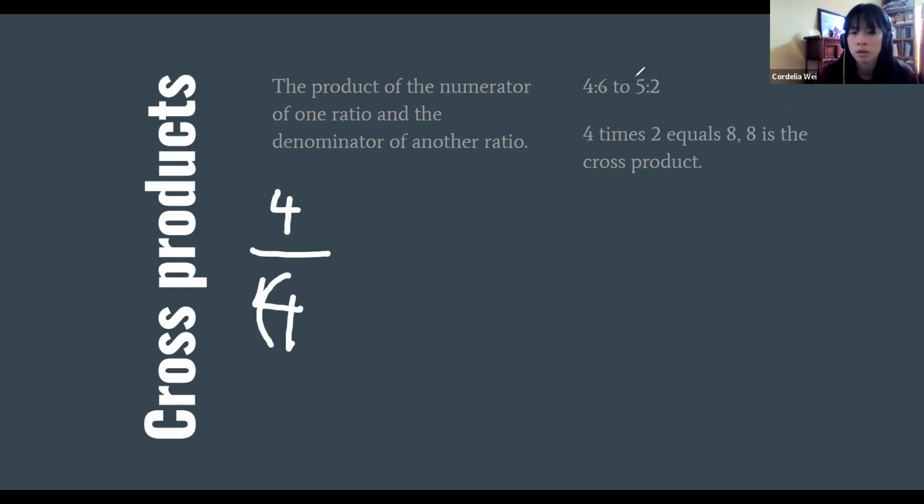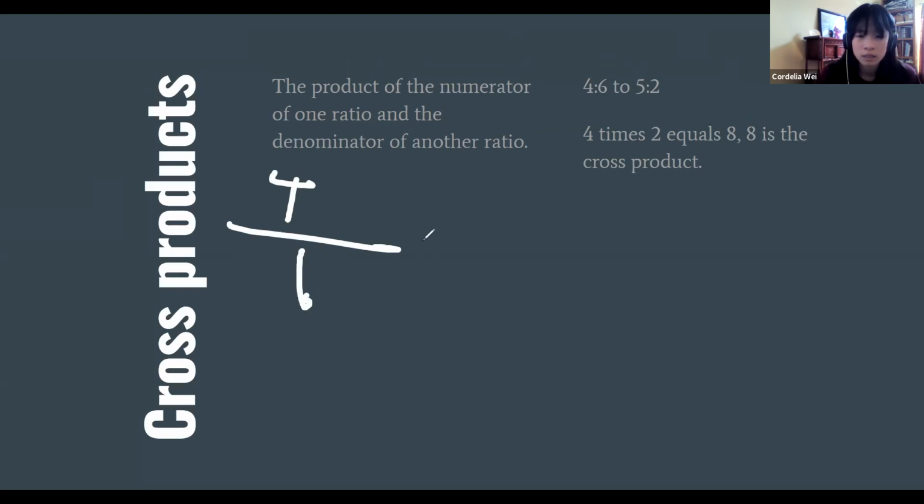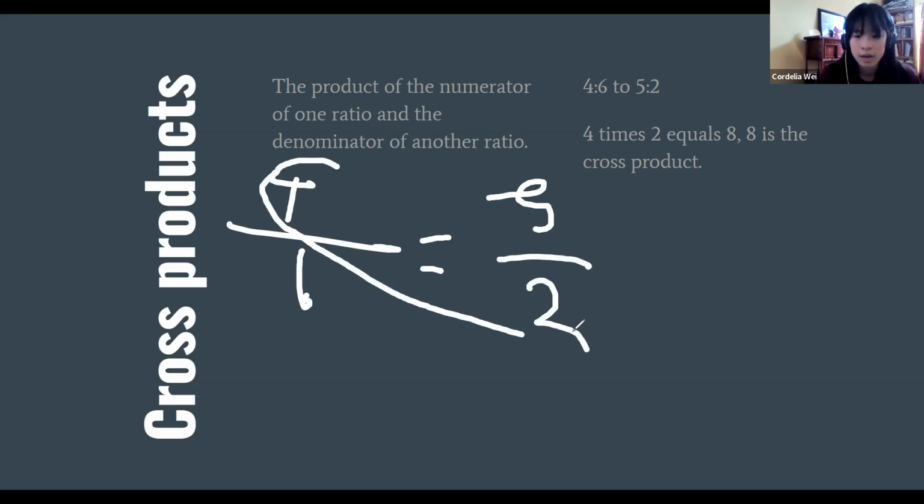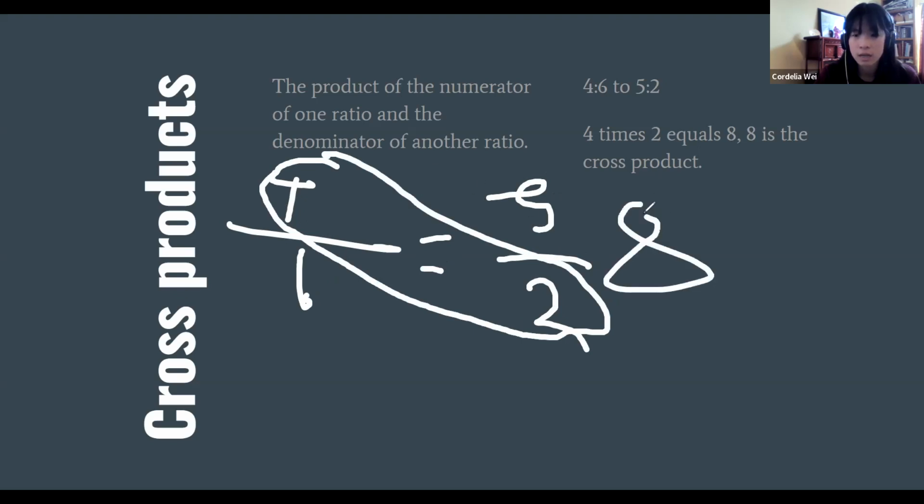Okay, let me try this again. 4/6 to 5/2. 4 times 2 equals 8. So 8 is also the cross product. Can you find me the other cross product?